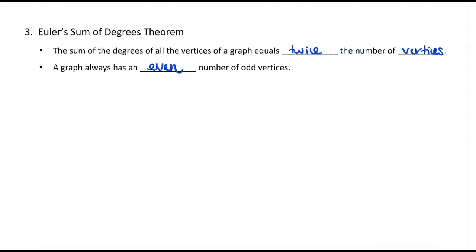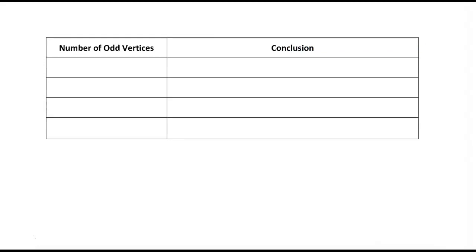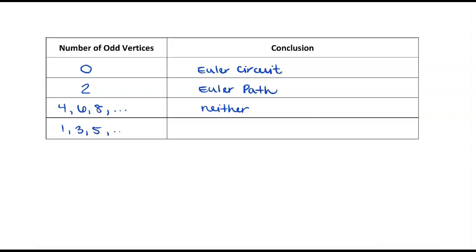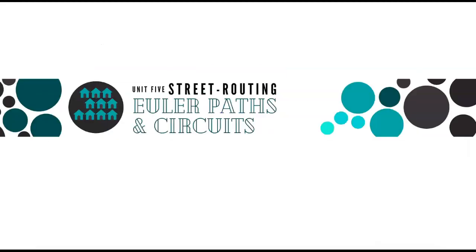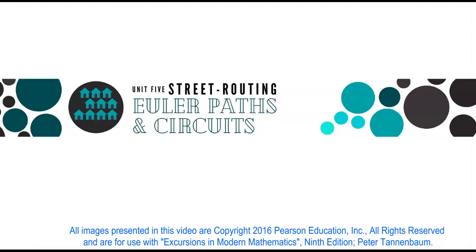Let's summarize what we've learned so far in a table. If a graph has no odd vertices, we know from Euler's circuit theorem that the graph will have an Euler circuit. We also know from Euler's path theorem that if there's exactly 2 odd vertices, then there's an Euler path. If there's any other even number of odd vertices, then there's neither an Euler circuit nor an Euler path. And all of the other options are impossible. Based on Euler's sum of degrees theorem, it's impossible to have an odd number of odd vertices. And that will conclude this video lecture on Euler paths and circuits.